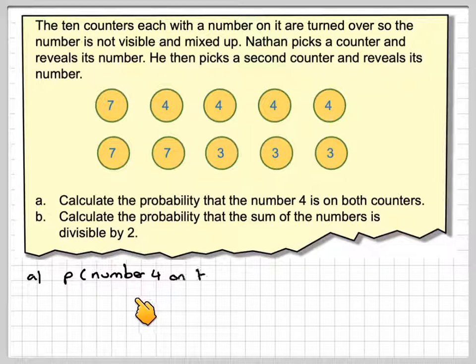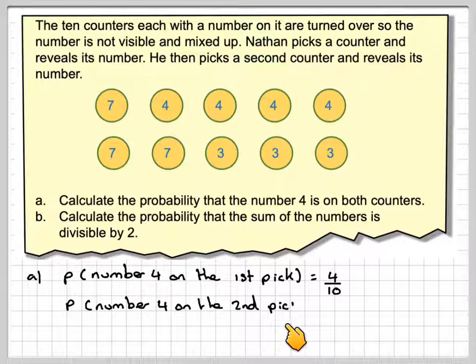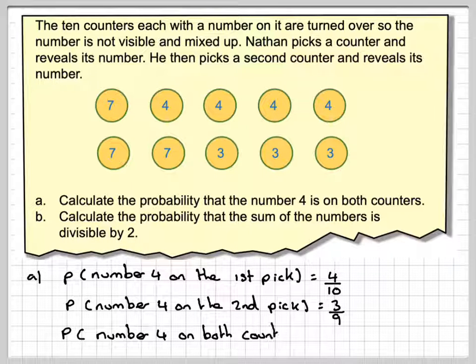So the probability of getting a number 4 on the first pick, well, there are 4 of them out of 10, so we'll just leave that as 4 out of 10. The probability of getting a number 4 on the second pick, well, if you've already taken one, then there are only now 9 to choose from, and there are only now 3 which are a 4, so that will be 3 out of 9. These two events are dependent events, so the probability of number 4 on both counters will be 4 out of 10 times 3 out of 9.